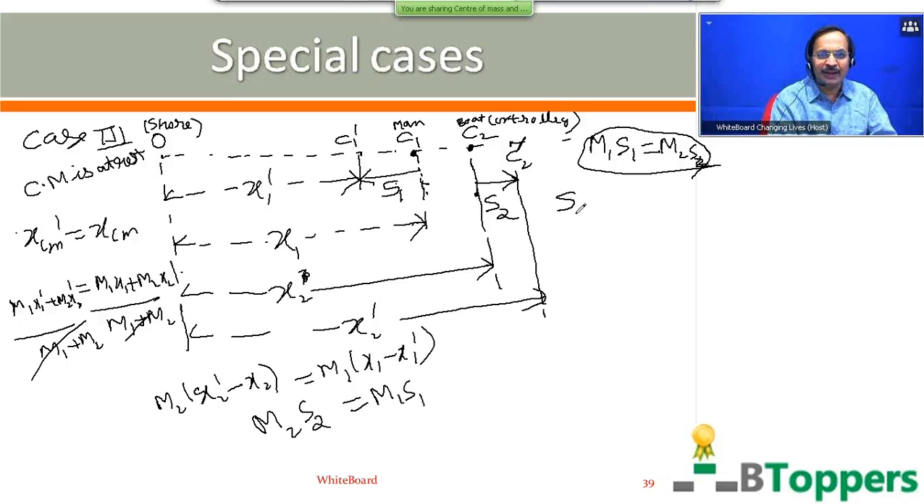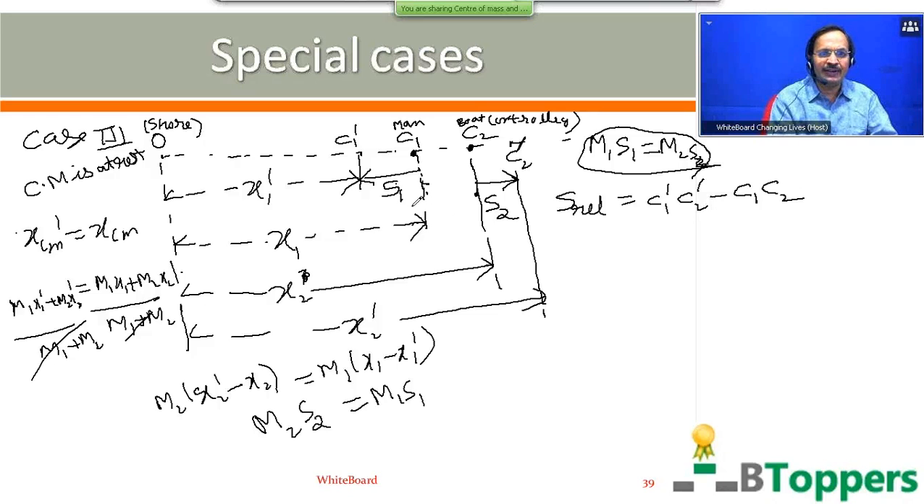Now the magnitude of the relative displacement of the man with respect to the boat, that is the magnitude of the relative distance the man moves relative to the boat, is the increase in the separation between the centers of mass of man and boat. That is, the distance between C1 dash and C2 dash minus the initial distance between the centers of mass. This is the relative distance which the man walks on the boat with respect to the boat.